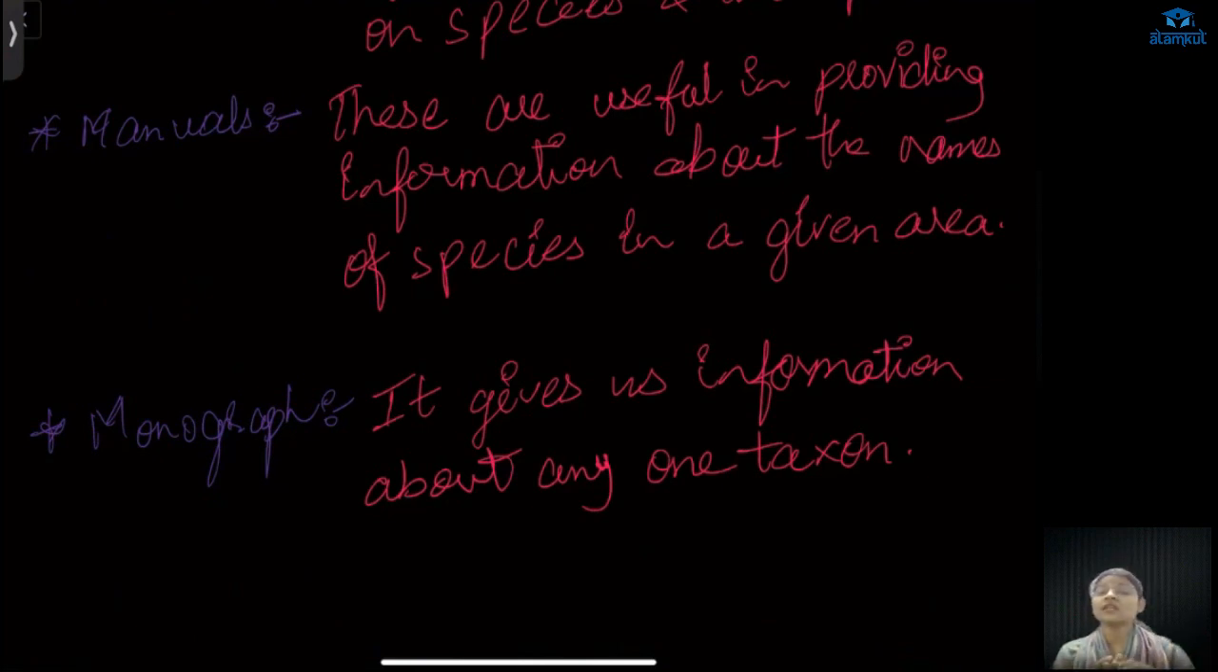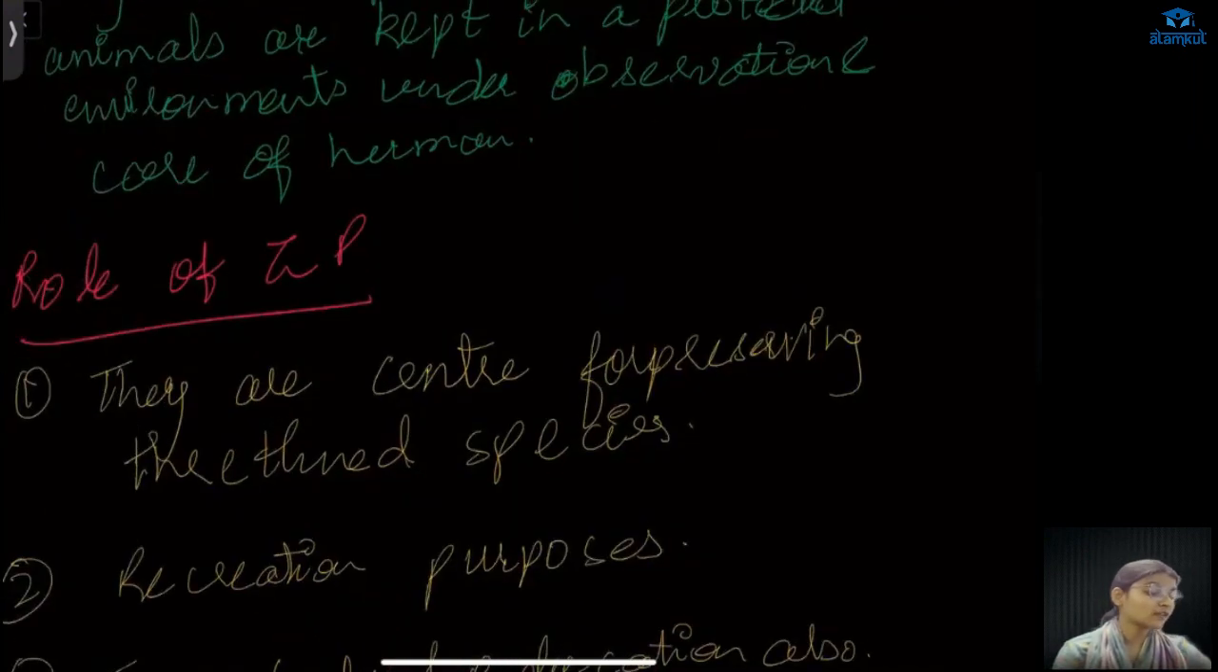Basically it is useful for smaller study purposes, because if we want to study just one taxon, we don't have to search a long way. We just have to take out a monograph and we study everything about that single taxon, what kind of species and what kind of genera they contain. Okay, so monograph helps us in giving the information. Now I think all the taxonomical aids have been covered.